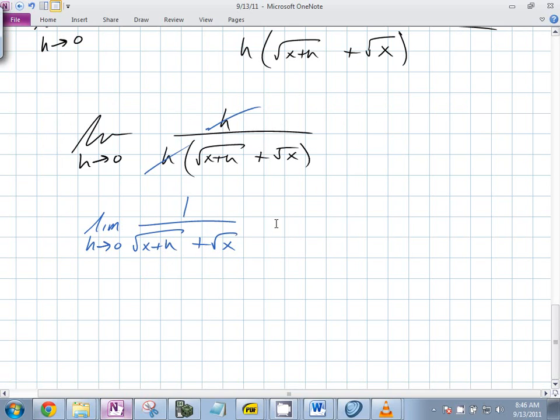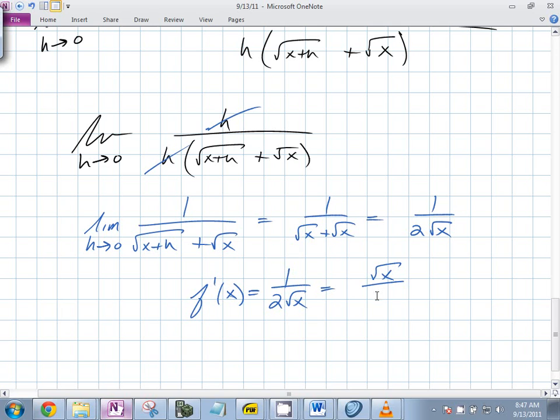So can we now plug in 0 for h? So this is going to be 1 over root x plus root x. So it's going to be 1 over 2 root x, and you can leave it like that. So we now know that f prime of x is equal to 1 over 2 root x, which if you really wanted to, you could write as the square root of x all over 2x.